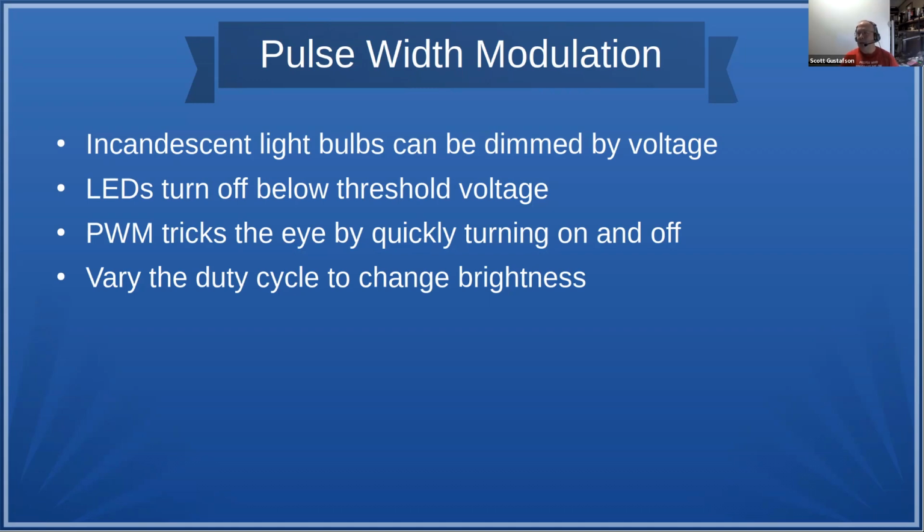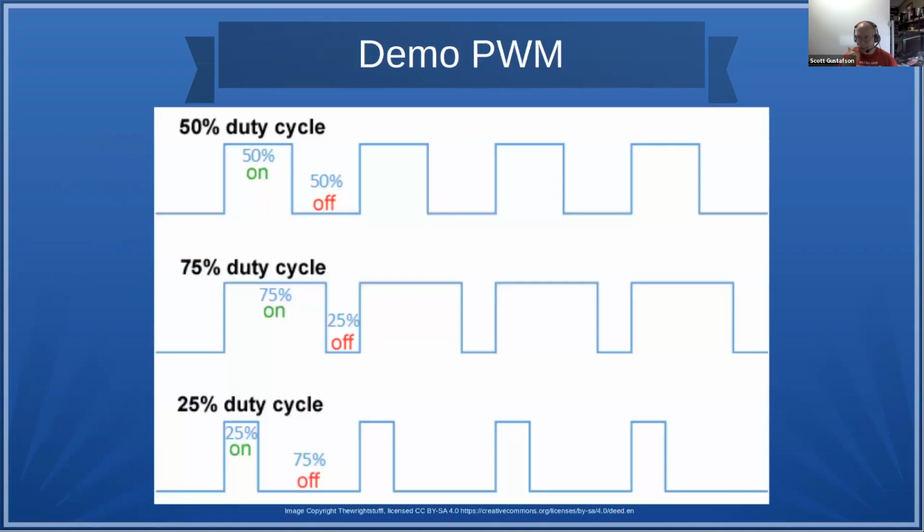So PWM sends out pulses of power and then turns off. It's quickly turning it on and off to trick you into thinking that it's lit, but it's actually not. It's going on a duty cycle, we call it, to change the brightness. An example duty cycle would look like this, which is a 50% duty cycle. 50% of the time it's on, 50% of the time it's off. That'll give you about half brightness for an LED. The higher your duty cycle, the brighter it's going to be. The lower your duty cycle, the dimmer it's going to be.